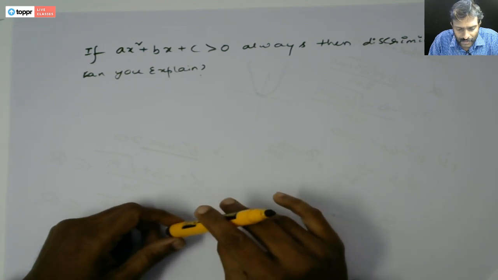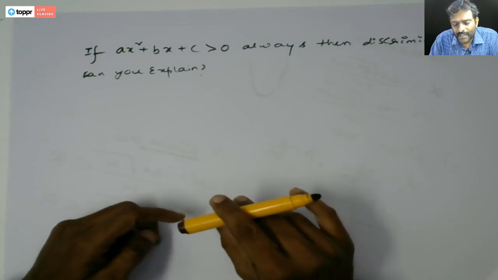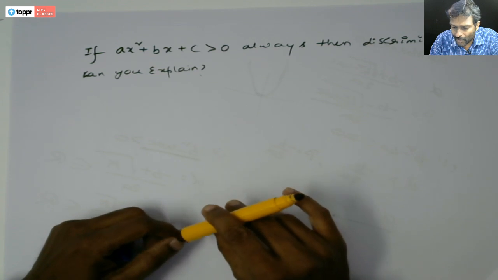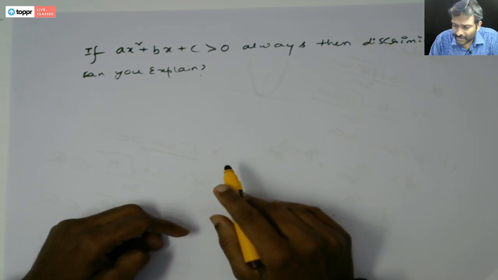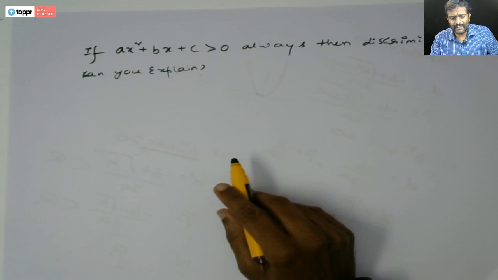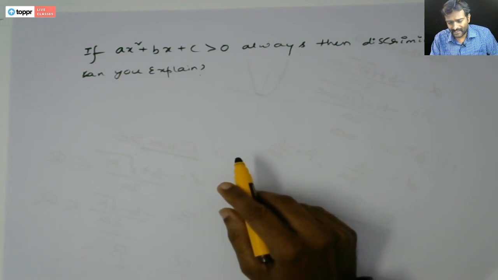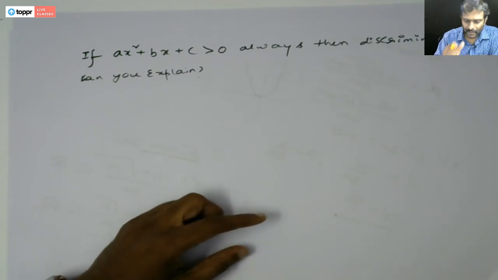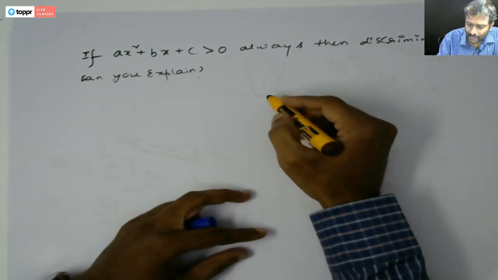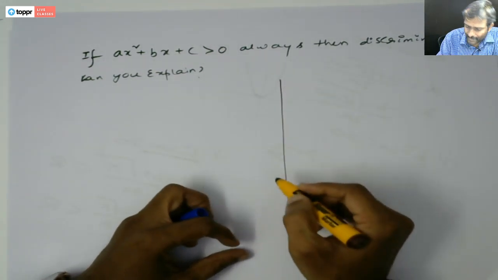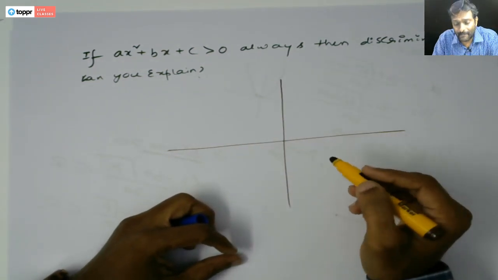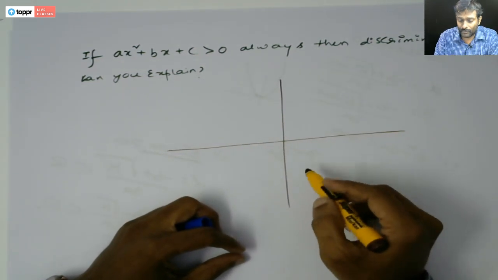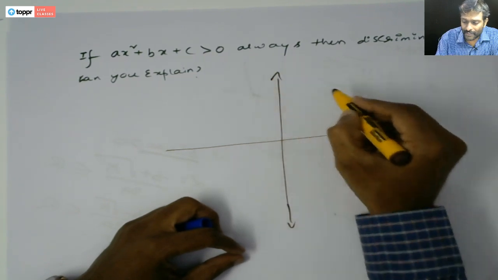I see a question asked: if ax square plus bx plus c is greater than 0 always, then the discriminant is less than 0. Can you explain? I'm not so sure in what context you are asking this, but I can explain it graphically for now, and I'll get back to you once I really understand the question. But let me tell you what it is.